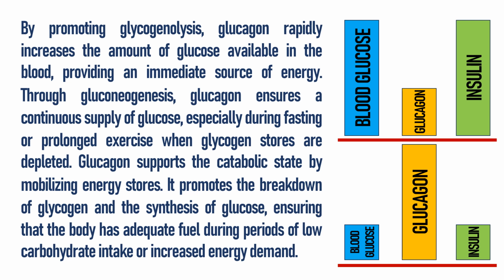What are the metabolic effects of glucagon? By promoting glycogenolysis, glucagon rapidly increases the amount of glucose available in the blood, providing an immediate source of energy. Through gluconeogenesis, glucagon ensures a continuous supply of glucose, especially during fasting or prolonged exercise when glycogen stores are depleted. Glucagon supports the catabolic state by mobilizing energy stores. It promotes the breakdown of glycogen and the synthesis of glucose, ensuring that the body has adequate fuel during periods of low carbohydrate intake or increased energy demand.